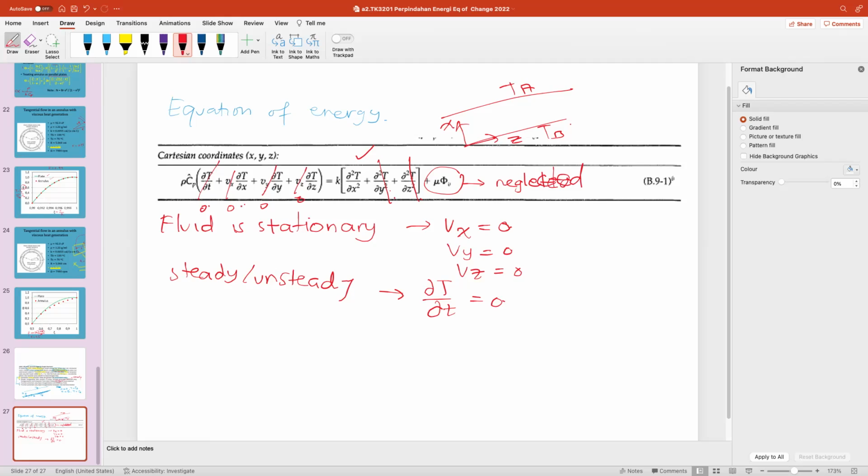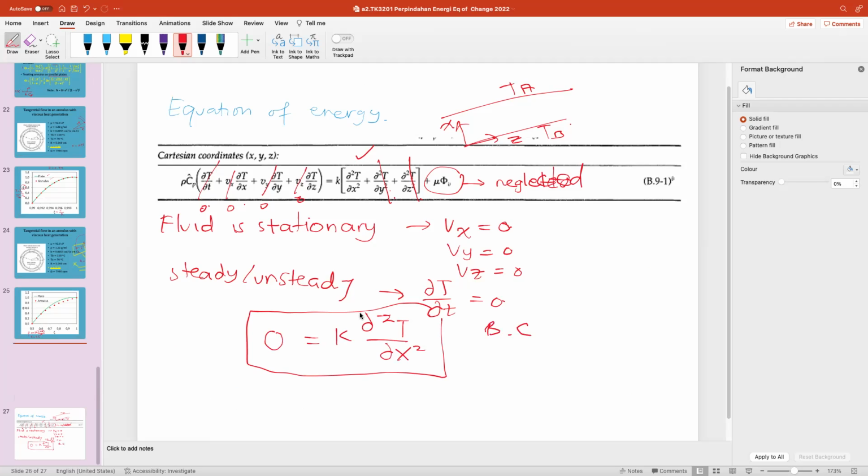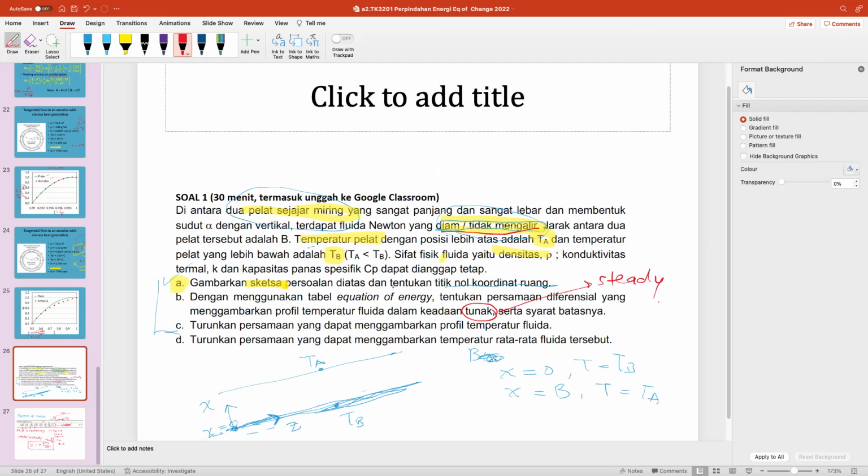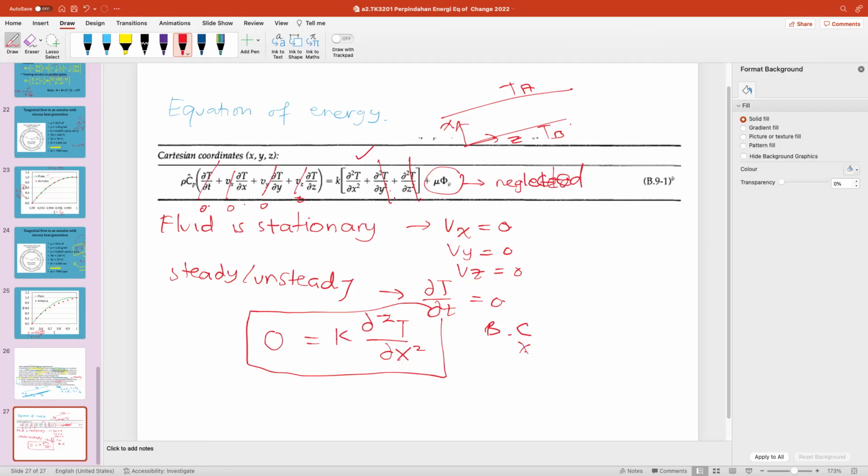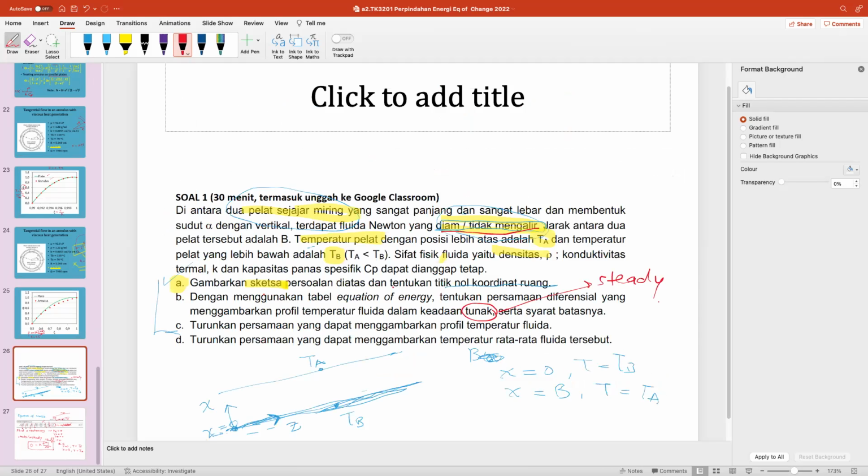So we can conclude that 0 equals k d squared T over dx squared. This is going to be the equation. And the boundary conditions, like you wrote before, thanks to you all, are: at x equals 0, T equals TB, and at x equals b, T equals TA. And then maybe we can go back there.